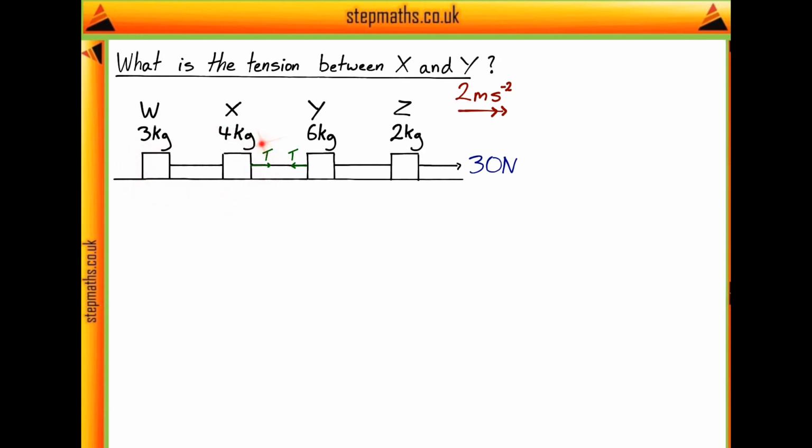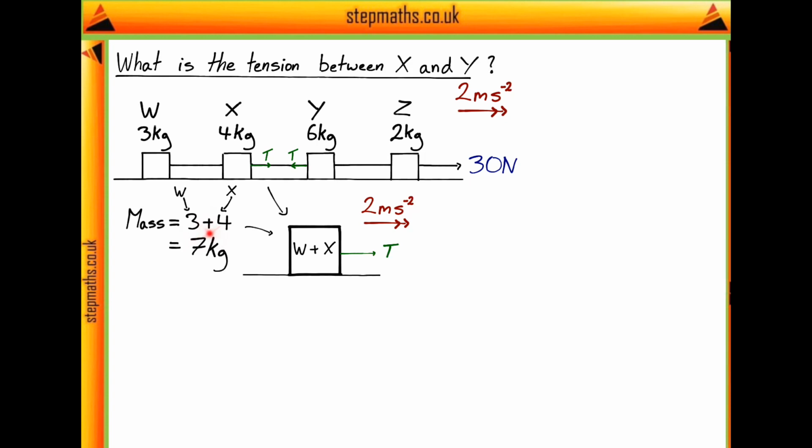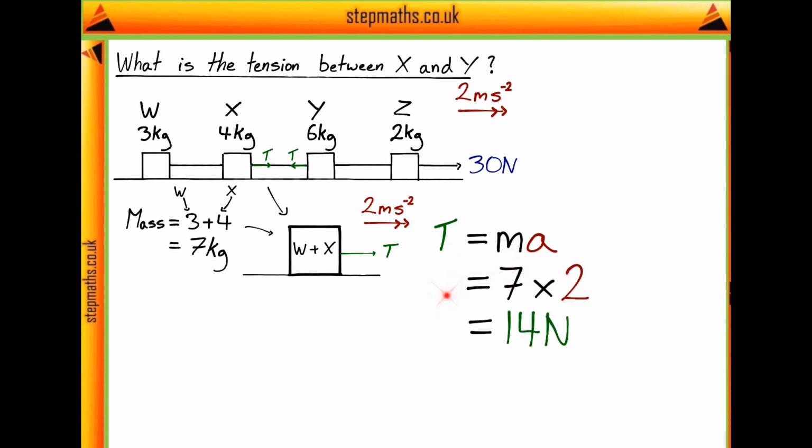Therefore, let's go ahead and condense our W and X into one smaller system. So we have a tension force acting on a combined system of W and X, and the whole system is still accelerating at 2 meters per second squared. The mass of this system is just going to be the mass of the 2 blocks added together, giving us 7 kilograms. And then we can use Newton's second law again, telling us that the tension is equal to the mass of the system multiplied by its acceleration. Since the acceleration of the system is 2 meters per second squared, and the mass of the W and X system is 7 kilograms, the tension pulling the system is going to be just 14 newtons.